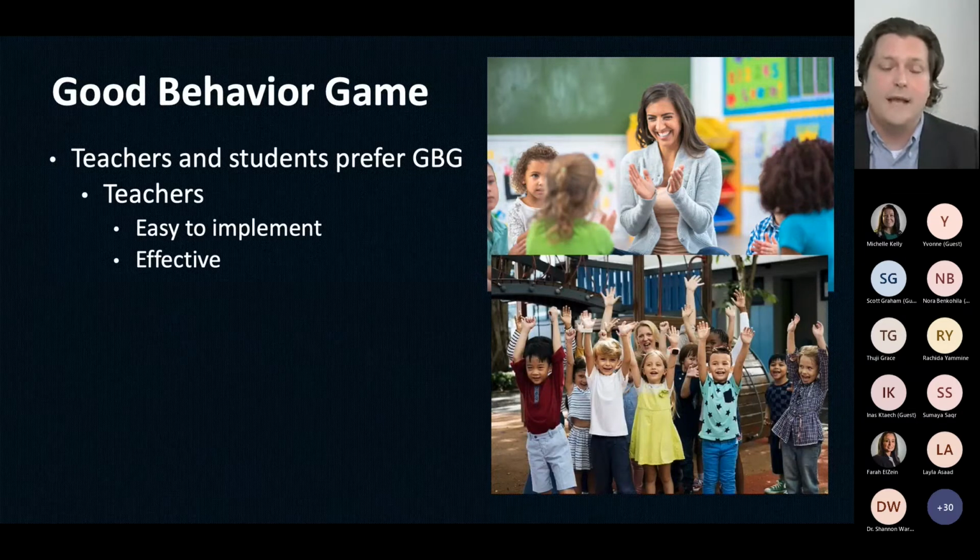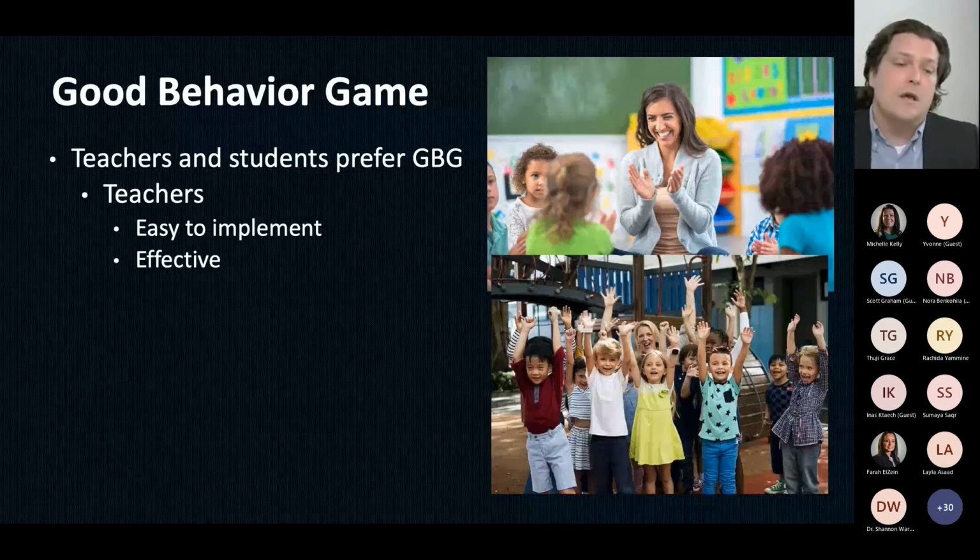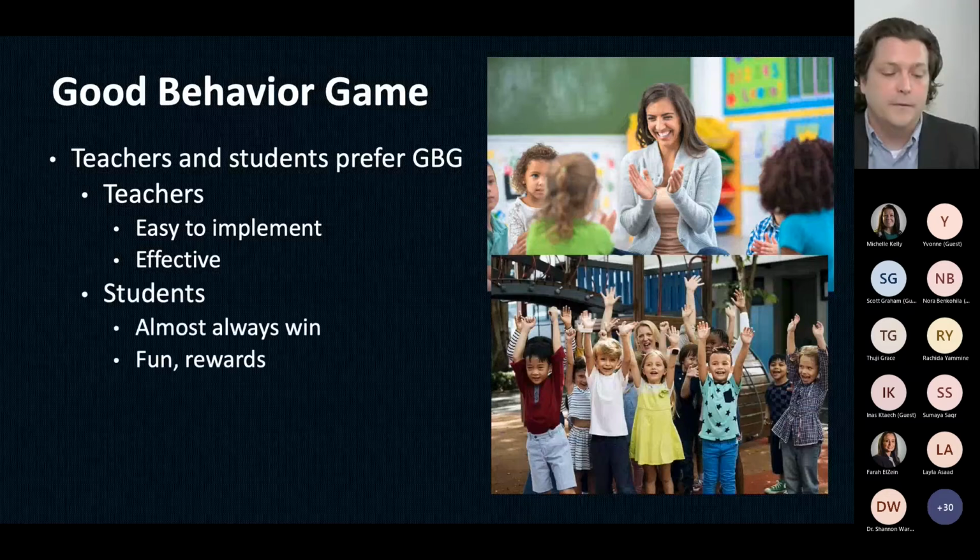It isn't something that they have to work really hard at. It doesn't take up a lot of their time. They're able to play the game while they deliver classroom instruction or do whatever they normally would. So it's just kind of happening in the background. It's also very effective and it takes effect very quick.